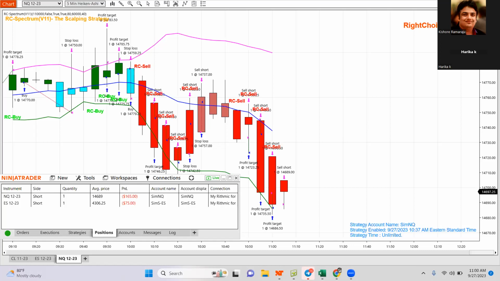Now again we may see a long position soon, because again it touched the bottom and it is turning to green. Once the candle turns green, I will again buy calls, SPY calls or QQQ calls.